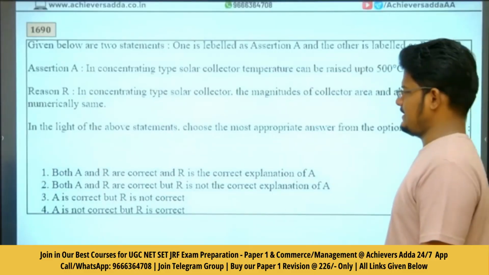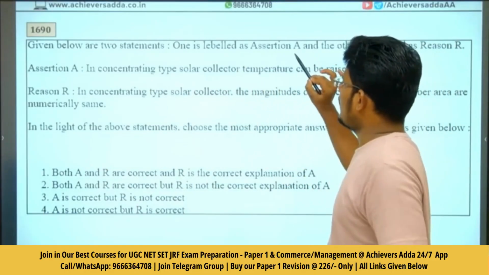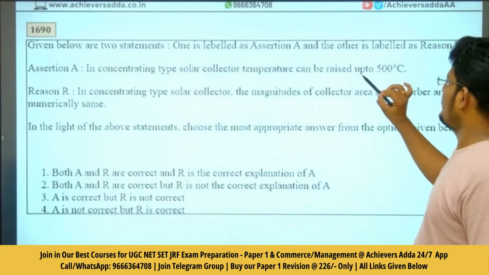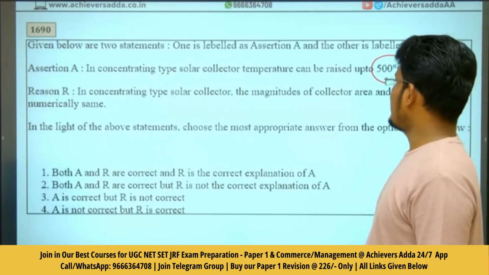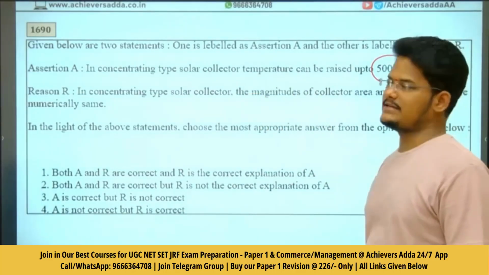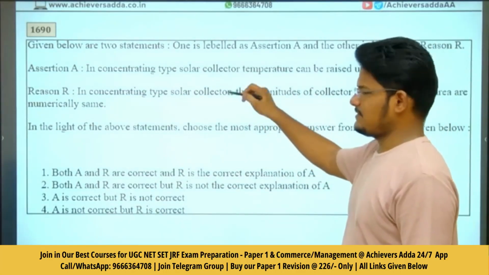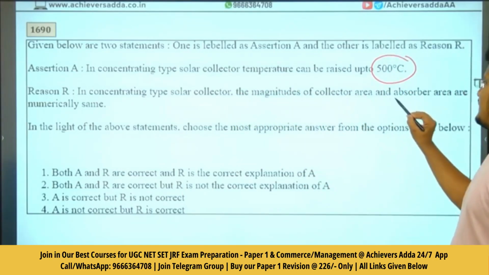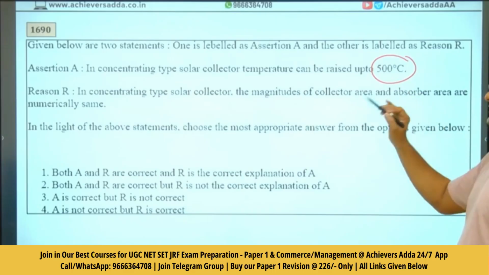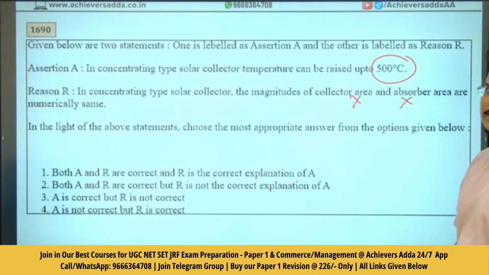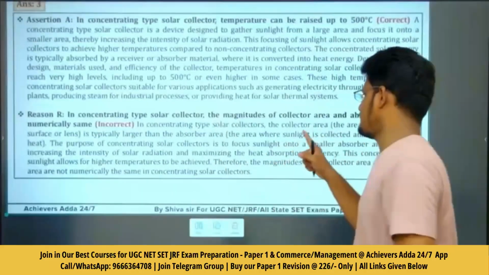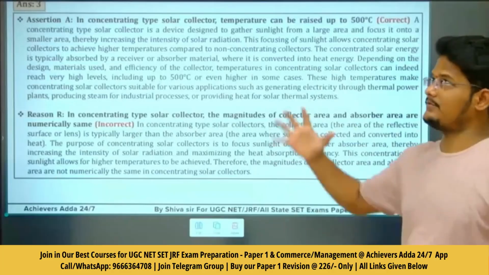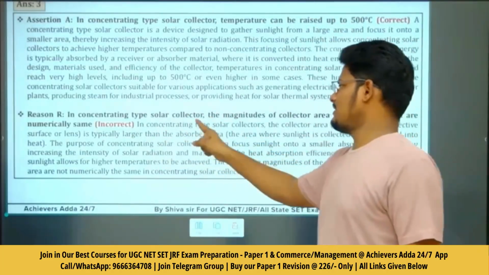So the answer for this question is 3 again. Concentrating type solar collector temperature can be up to 500 degrees Celsius. So a solar collector can reach a maximum temperature up to 500 degrees Celsius if it is a concentrating type. Magnitude of collector area and absorber area are numerically the same. If they are numerically the same, why would they be different areas? It should be the same area. But they are different areas, which is what is said here. So in a concentrating type solar collector, the collector area, the reflective surface where the sun rays fall, is typically larger than the absorber area.